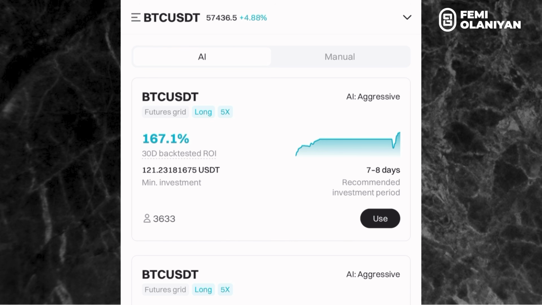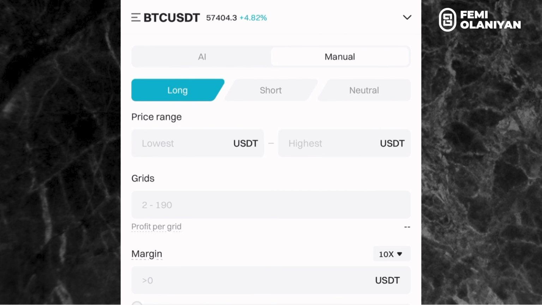But for today, I want to be creating a trading bot myself. So I'll come to where I have manual. So let's take it back to manual. Now, the next thing you want to do is to pick between long, short, and neutral. Now, remember, this is futures trading. Futures trading is a type of trading where you can make money when the market is going up and you can make money when the market is going down.